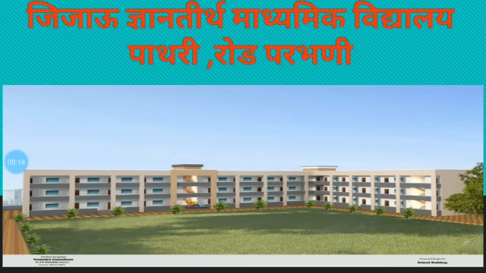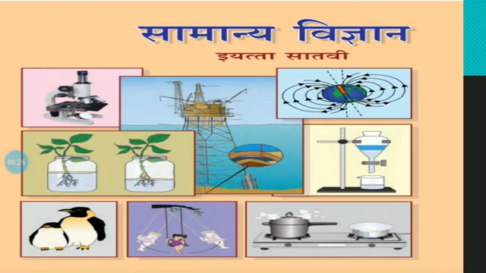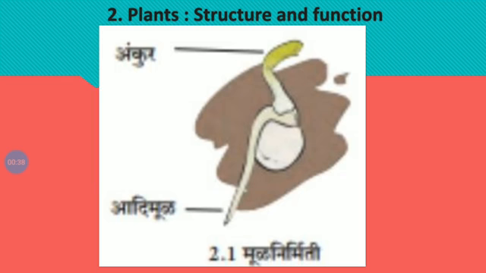Today we have to see the science of 7th standard. In this 7th standard science book, today we have to see the second chapter. We have seen the information about first chapter in the last lecture. The name of the second chapter is plant structure and function.